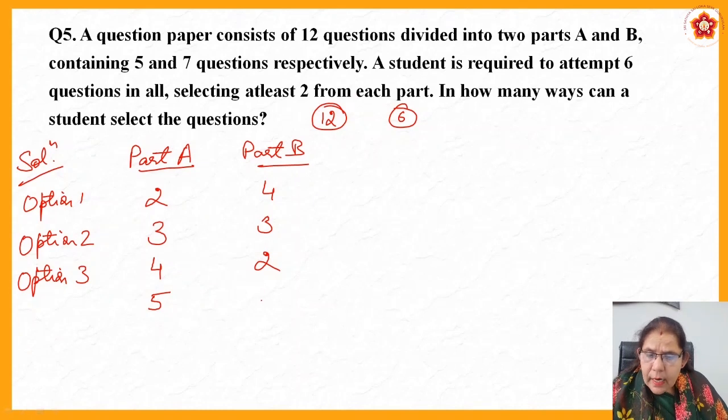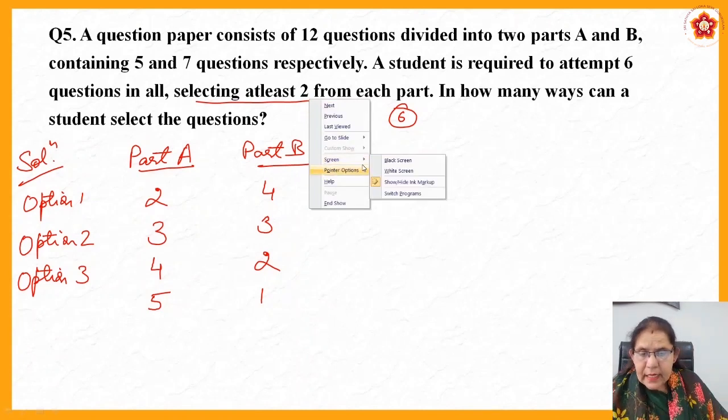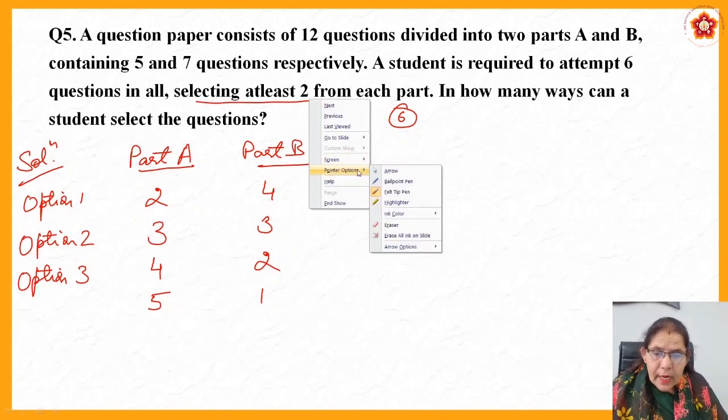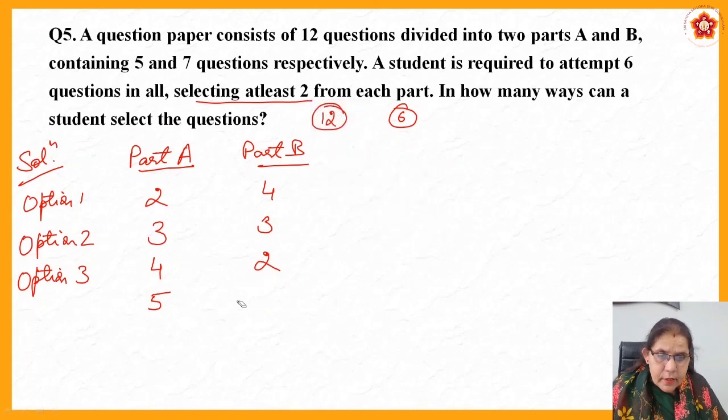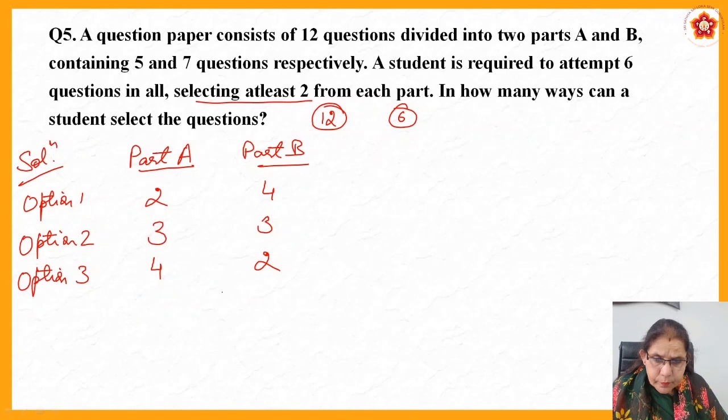Can you do this? Attempt 5 questions from part A and 1 question from part B? Or vice versa? No, you cannot do this, because you have to select at least 2 from each part. We cannot have 5 from part A and 1 from part B. We cannot do that. So these will make this table. Now things will be easy.